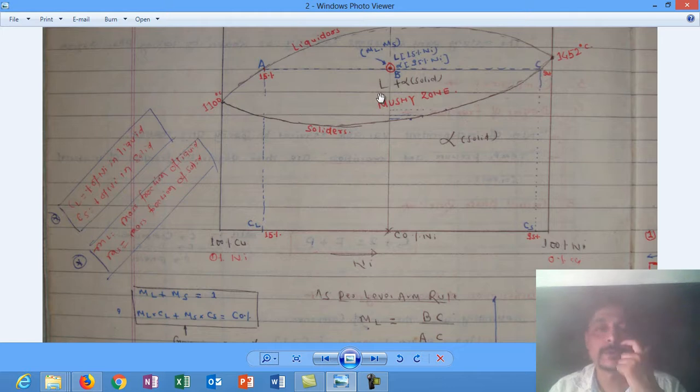Okay, if you have to find the mass fraction of solid, we have to take the length of this side divided by the length of the total line. And this is the lever arm rule, right?